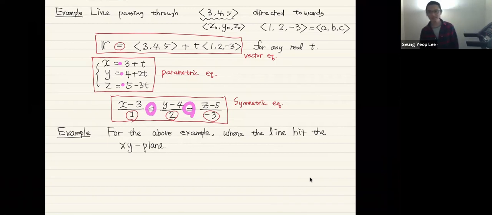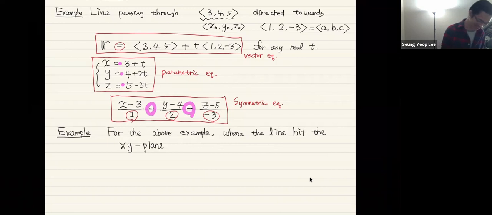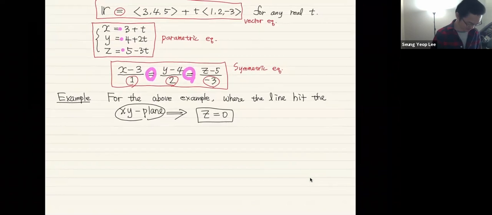How to answer that? Would it be where z in the symmetric equation equals 0? Yes, exactly. That's perfect. So the important fact is that z equals 0 is the xy plane, right? So you just plug in z equals 0, just as you described right now. Okay, so then what do you get? You get from the last symmetric equation.